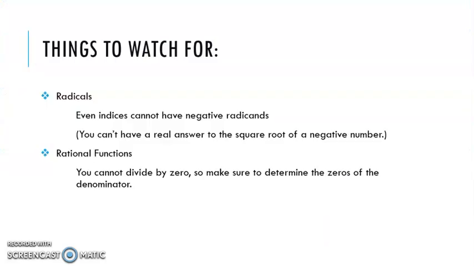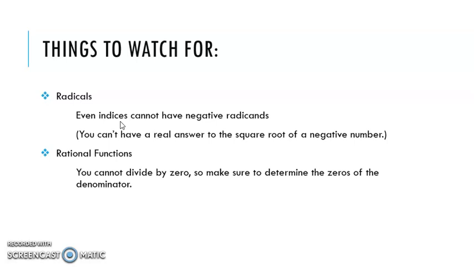Many functions have a domain of all real numbers, but if you see a radical in the expression, you want to make sure to check to see if it has an even index. That means it's like a square root or a fourth root or a sixth root. You can't have negative radicands, negative numbers inside of those. Just like with the square root of a negative number, you will get unreal answers.